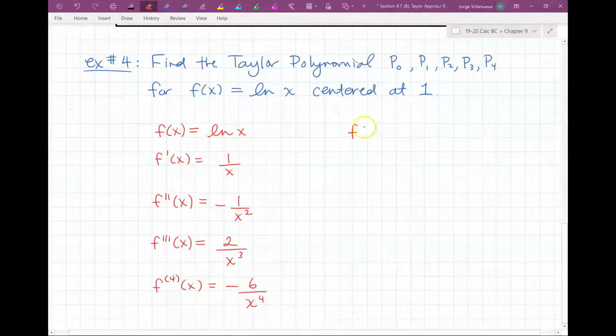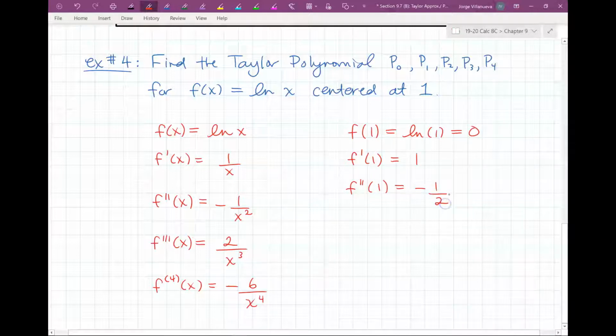Now we're going to put in the center, so f of 1, that'd be ln of 1, which is 0. F prime of 1, that'd be 1. F double prime at 1 would be a negative half. F triple prime at 1 would be a 2. Oh, what am I saying? Yes, negative 1. Sorry about that. And then f quadruple prime, right, fourth derivative at 1 would be a negative 6.